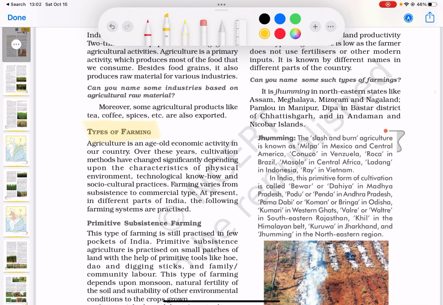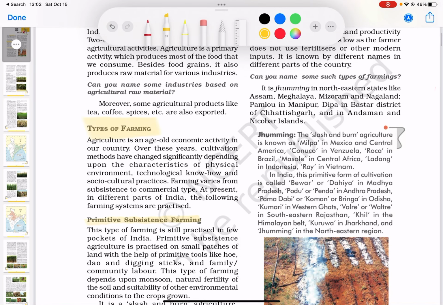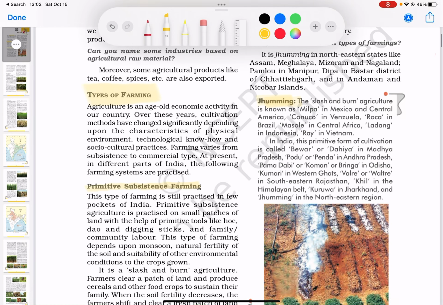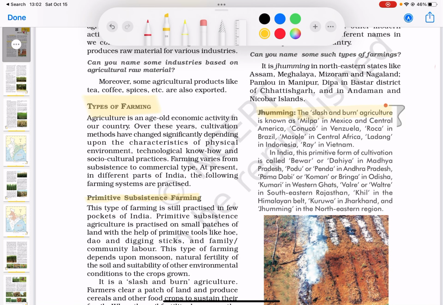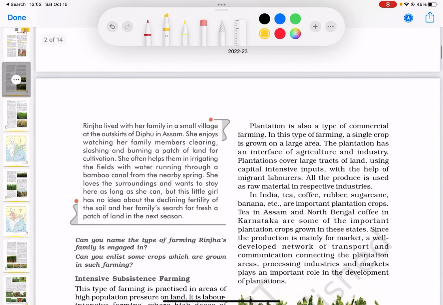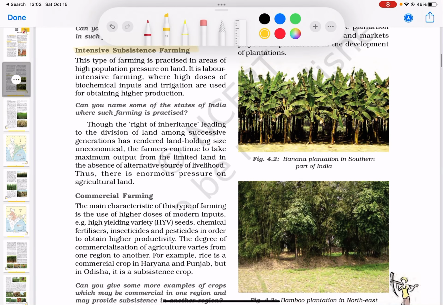And what we'll be talking about is something called primitive or subsistence farming. Then you have this keyword, jhumming, so there is going to be something about that. It's also known as slash and burn agriculture, with its different names. So that's one type of farming. Then you have the second topic, which is intensive subsistence farming: what that is, where it is practiced, why it is practiced.